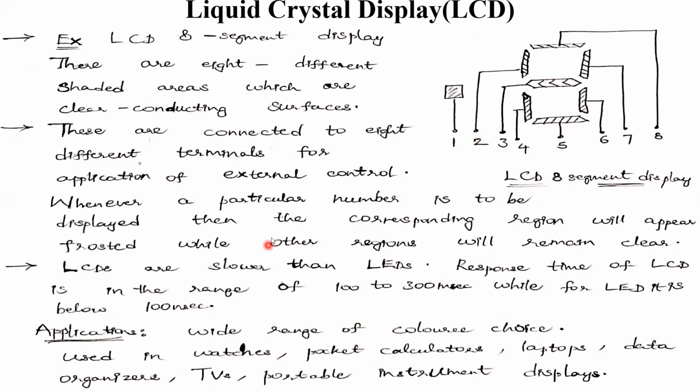For displaying any one number, it is going to be in the on state, that is the frosted state, while other regions will remain in a clear state, and are not going to illuminate any sort of light here. That is the basic thing. The switching depends upon the LCD. These LCDs are much slower when compared to LEDs. Switching action is very slow in this LCD.